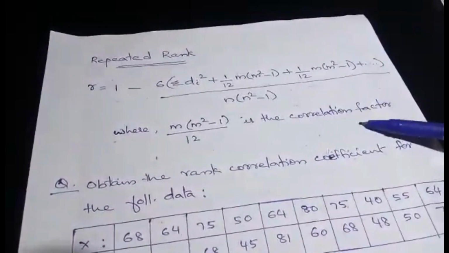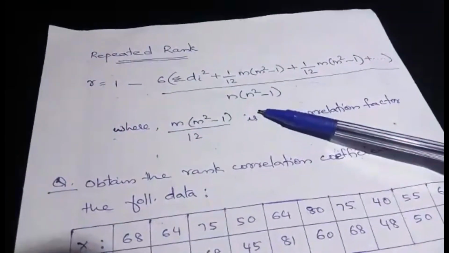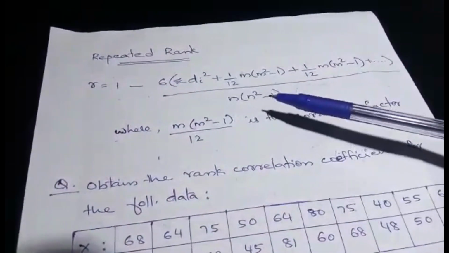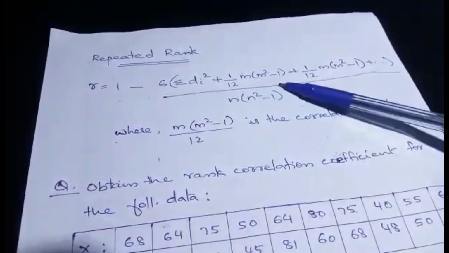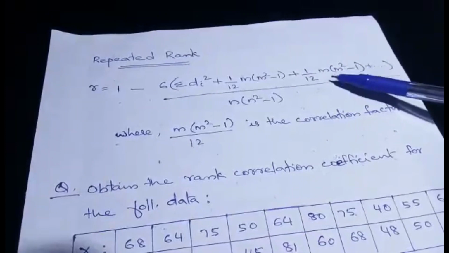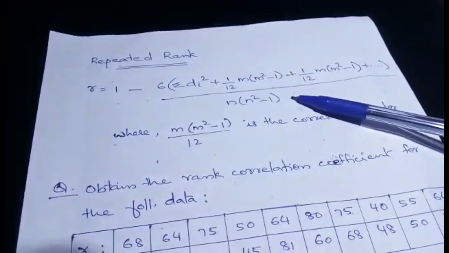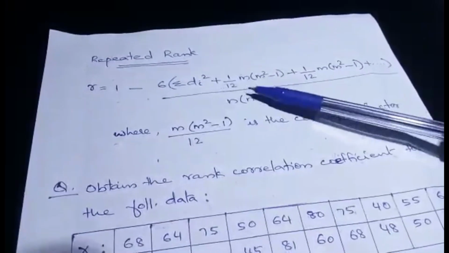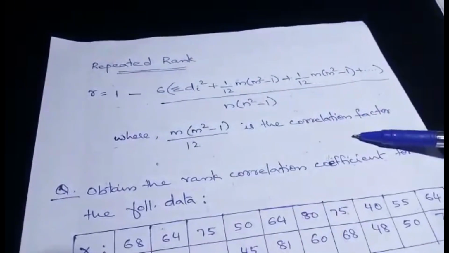Here the correlation factor is added to our rank correlation formula. That's all. So the formula will be R is equal to 1 minus 6 into sigma di square plus m into m square minus 1 by 12 plus m into m square minus 1 by 12 plus etc., the whole divided by n into n square minus 1. And here m into m square minus 1 by 12, that is the correlation factor.